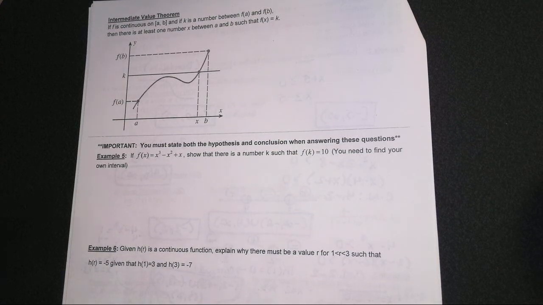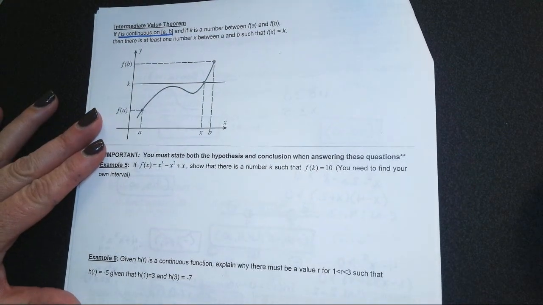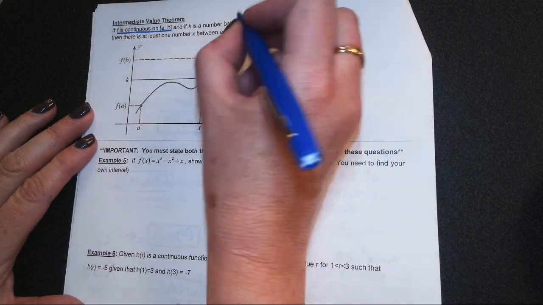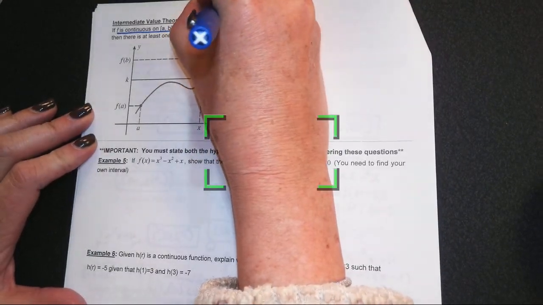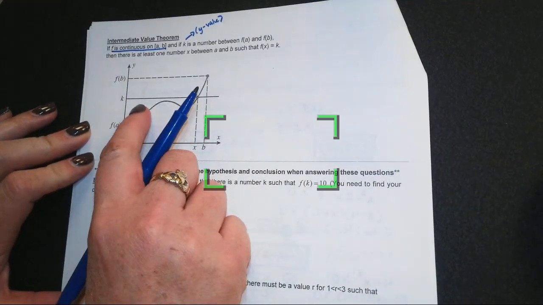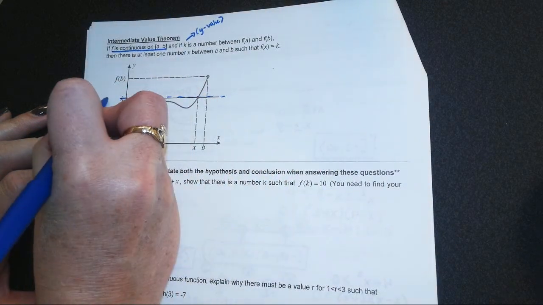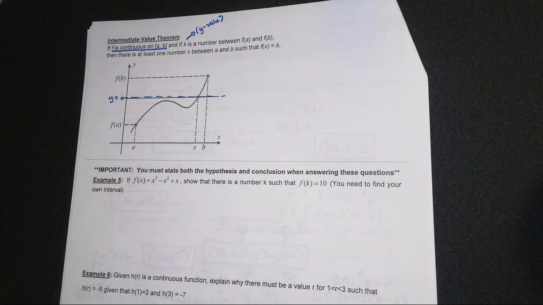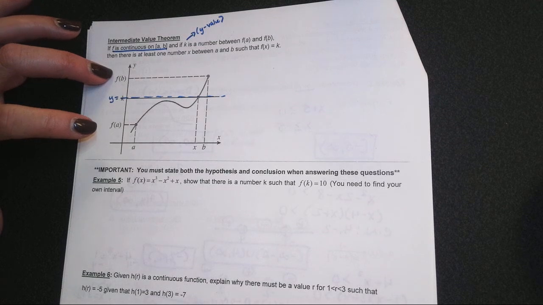First of all, it only applies if a function is continuous on an interval. And k is some number between f of a and f of b. This k is just a y value. So if you look at the graph here, this k is just some y value. It's some y value that I'm calling k. And k is between f of a and f of b.